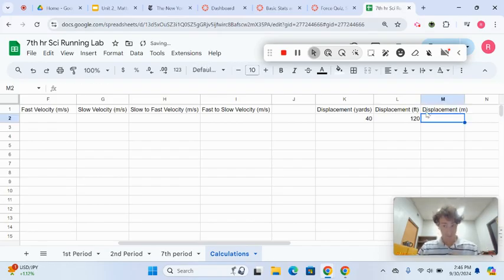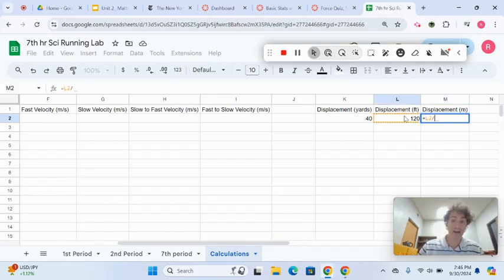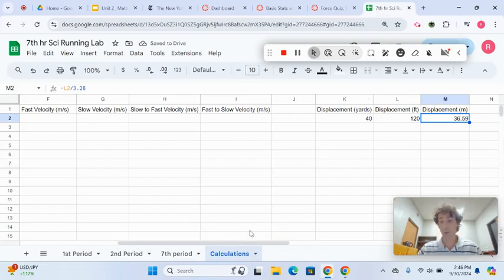And then lastly, what I'm really here for is the displacement in meters, because I need meters. We use the metric system because it's better. Seriously, it is. Meters, how do I do it? There are 3.28 feet per meter, so I could say equals, take my feet and divide by 3.28. And I get this. Again, for this level, let's go ahead and round this down to the hundredths place. 36.59 meters.